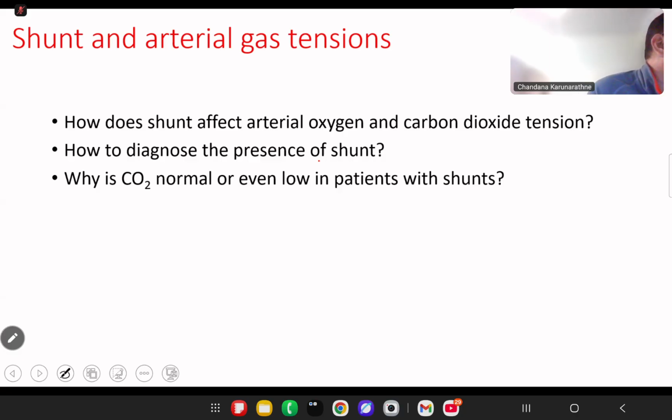What would you see if you have a shunt in the blood gas? What is the main finding you see?